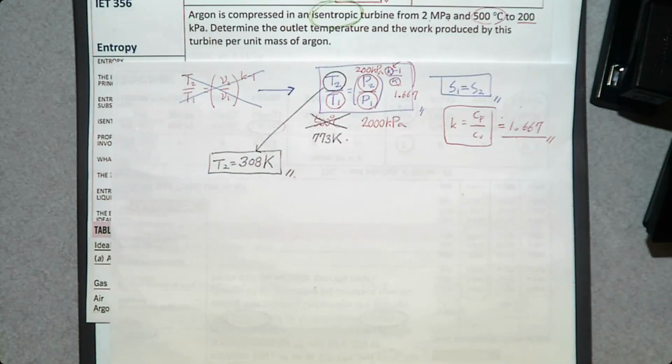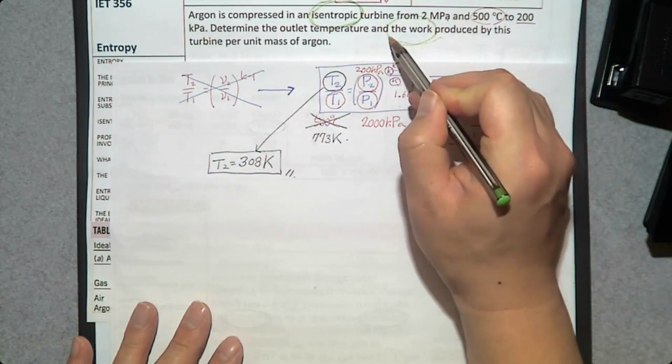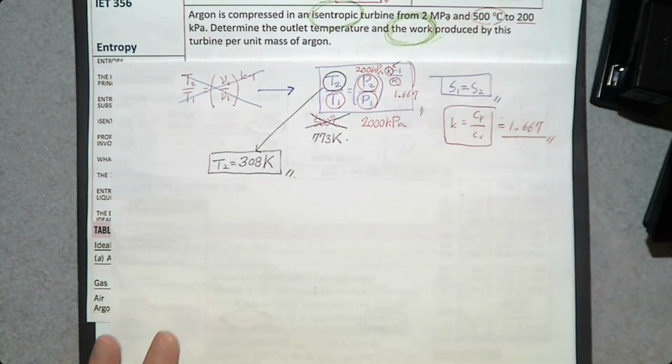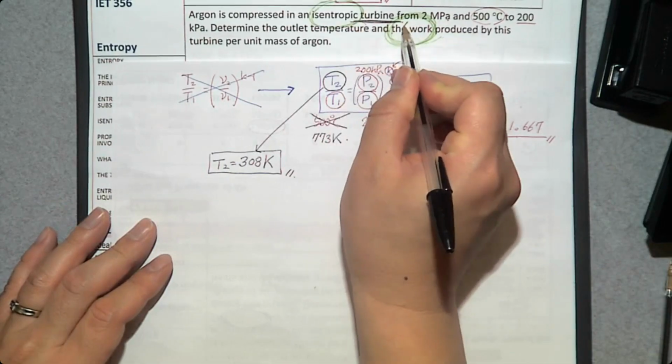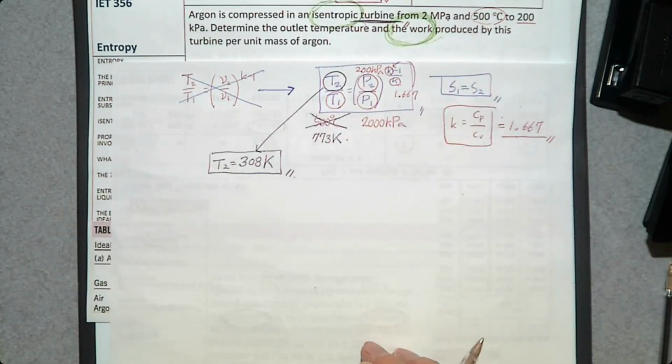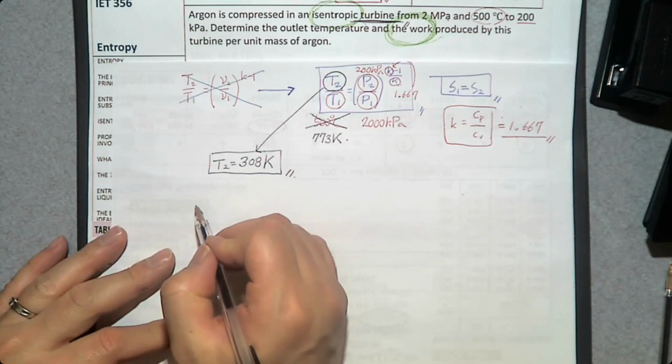Now we want to determine the work produced by this turbine. So how can we determine this work? If you want to determine any property or any energy transfer from a thermodynamic device, you use the energy balance equation. So we are going to come up with an energy balance equation for this argon. It's a turbine, argon in a turbine. A turbine has an inlet and an exit. So it's an open system, steady state open system.